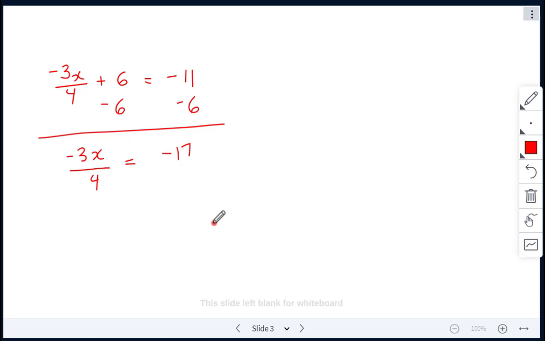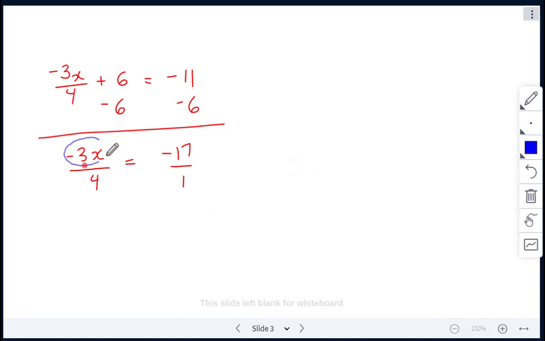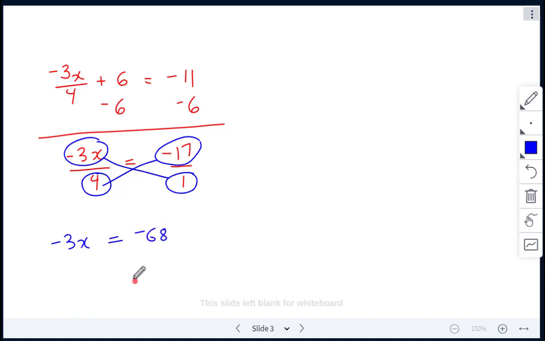Now we can use our cross multiplication method. I'm just going to put this over 1, and then we're just going to use our cross multiplication. We take our negative 3x, multiply it with the 1. That leaves me with negative 3x. Then we're going to take our 4, multiply it with negative 17, and that gives me negative 68. Notice here it's negative 3x is equal to negative 68, and we're trying to isolate x.